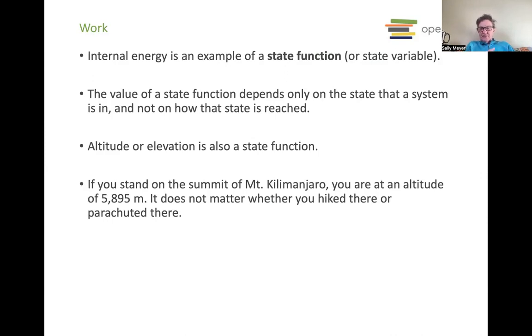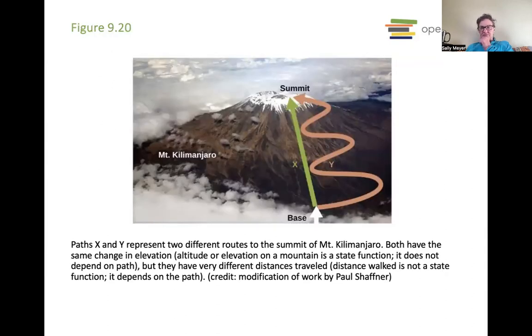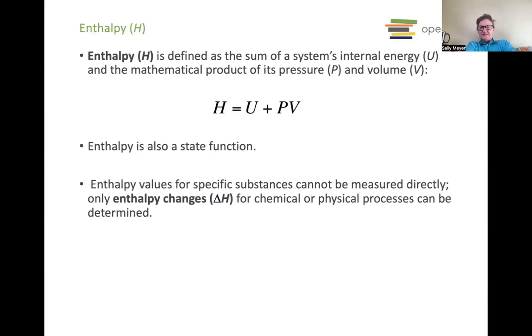If you stand on the summit of Mount Kilimanjaro, you're at an altitude of 5,895 meters. Doesn't matter how you got there, you're going to have that same altitude. So altitude's a state function, and so is internal energy. Enthalpy is defined as the sum of a system's internal energy and the product of its pressure and volume. Internal energy, pressure, and volume are all state functions. Therefore, enthalpy is a state function. And that seems like it doesn't matter, but it's going to be super important here in a second.